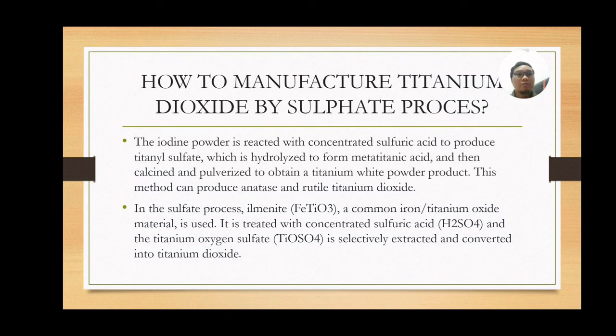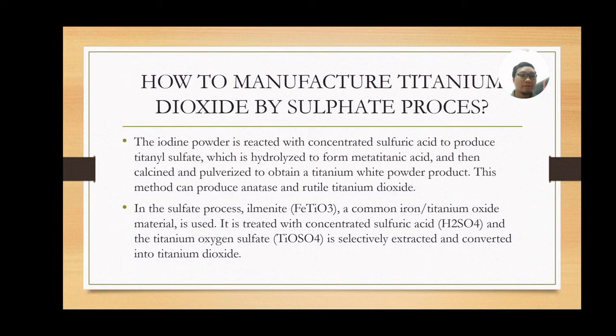Next, how to manufacture titanium dioxide by sulfate process. The ilmenite powder is reacted with concentrated sulfuric acid to produce titanium sulfate, which is hydrolyzed to form metatitanic acid, and then calcined and pulverized to obtain a titanium white powder product. This method can produce anatase and rutile titanium dioxide.